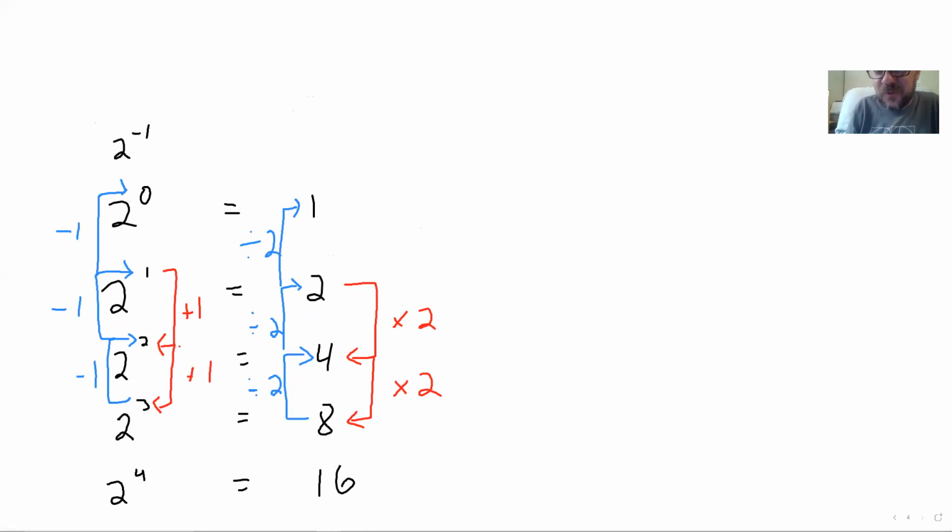Okay, so we're gonna keep going here. 2 to the minus 1. So again, of course, I'm going to stop drawing all the arrows. 2 to the minus 1 means that I should divide by 2 again. I have 1 less copy of 2, so I should divide by 2. I should divide by 2 again. And 1 divided by 2 is a half.